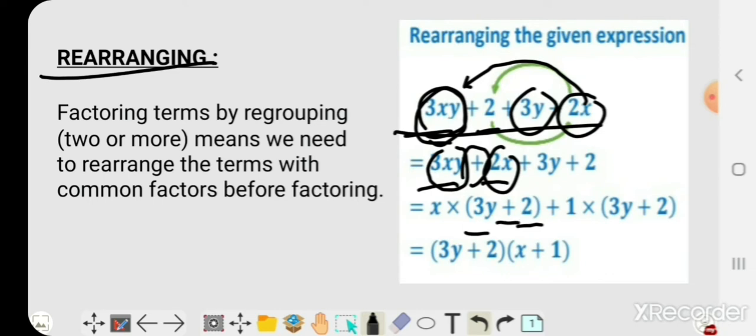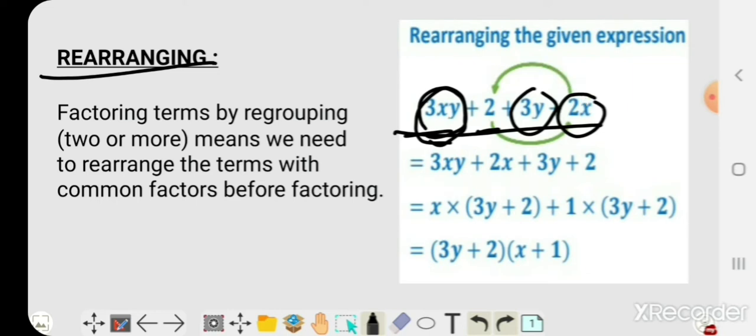Now in these two nothing is common, but 1 is a factor of each and every number and expression, so we have taken 1 as common. Then 3y plus 2. Yes, again if you multiply 1 with 3y plus 2, you will get 3y plus 2. I hope it is clear to you.